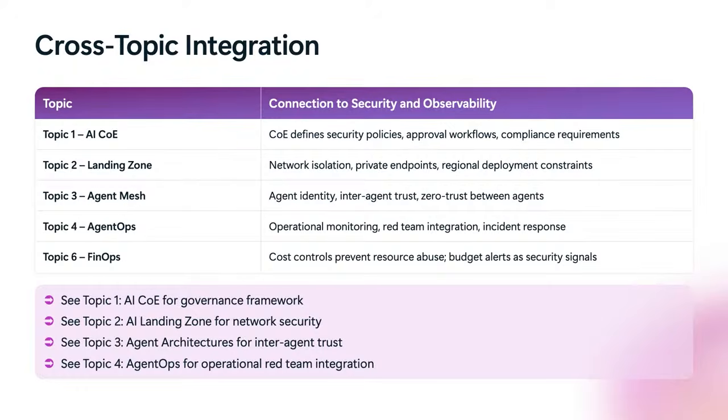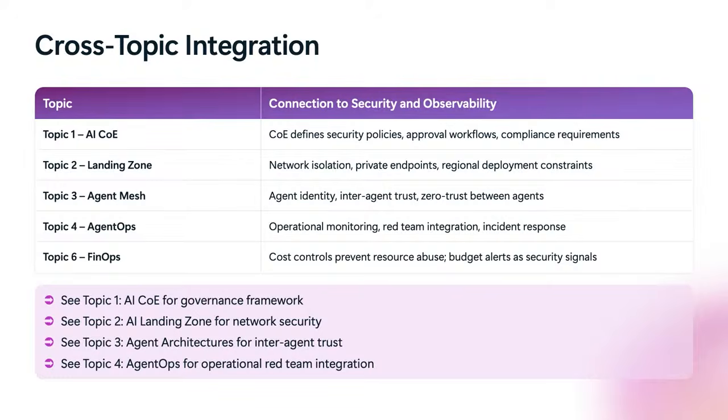To close the content, I want to quickly connect this topic back to the full session. Security and observability are not separate work streams. They are the thread running through the AI COE, the landing zone, agent architecture, agent ops, and FinOps.